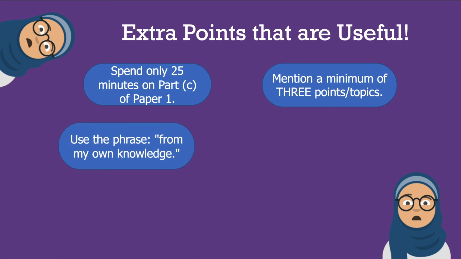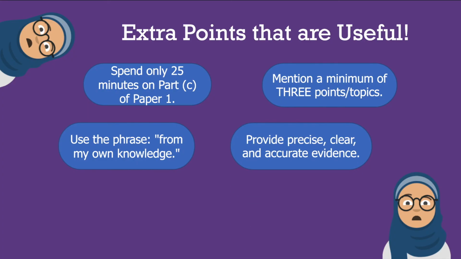Moving ahead, you should use the phrase "from my own knowledge," because this shows that the evidence that you've just given is from your own knowledge, and it helps the examiner to understand that, okay, this is from the student's own knowledge. They do have quite a lot of knowledge related to this period. You should also provide precise, clear, and accurate evidence. The evidence you provide should not be something that's not related to your point or something that's not accurate, and it should include spend information, as I said earlier.